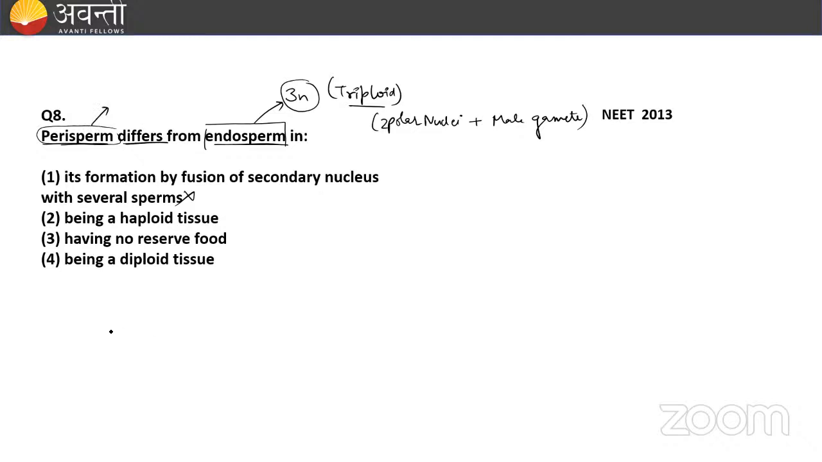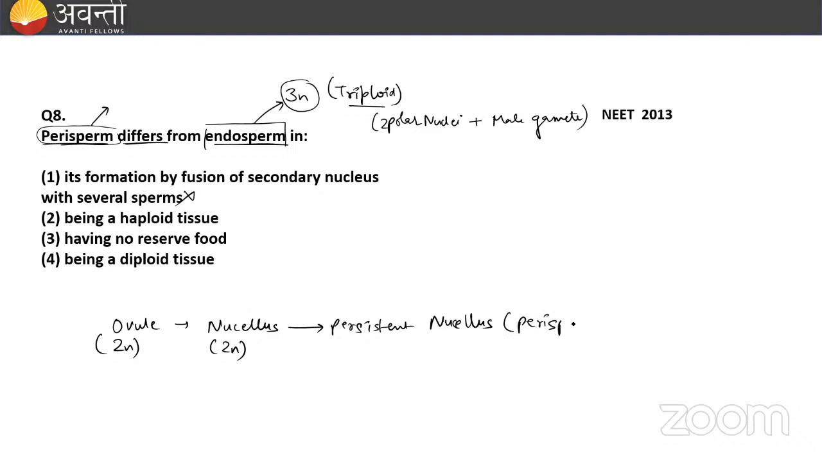Whereas perisperm, I told you, in the ovule, nucellus is present. If ovule is diploid, nucellus would be diploid, and persistent nucellus is known as perisperm. If ovule is diploid, nucellus is a part of ovule, it is also diploid. So perisperm would also be diploid because perisperm is the persistent nucellus, right? So the ploidy of the perisperm is 2n, which is diploid.